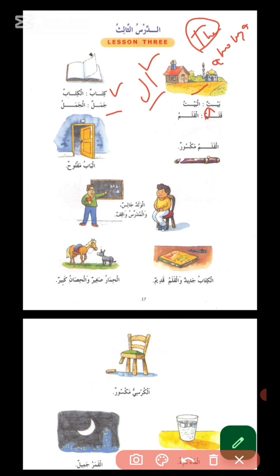الباب مفتوح. The door is open. مفتوح, open. الولد جالس. The boy is sitting. جالس, sitting. والمدرس واقف, and the teacher is standing. الكتاب جديد والقلم قديم. The book is new and the pen is old.